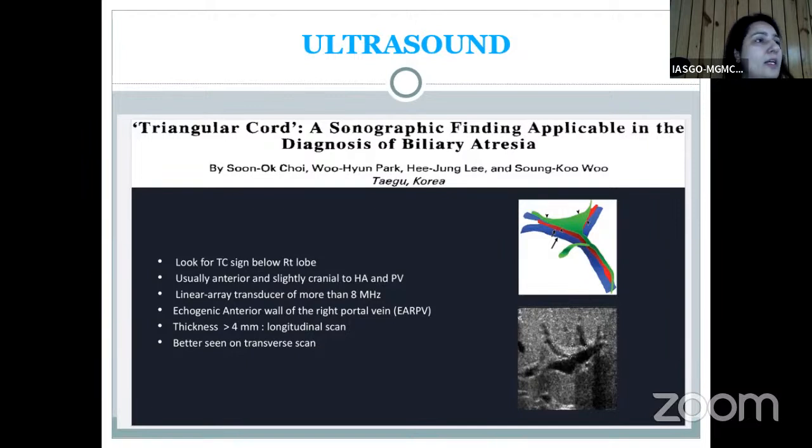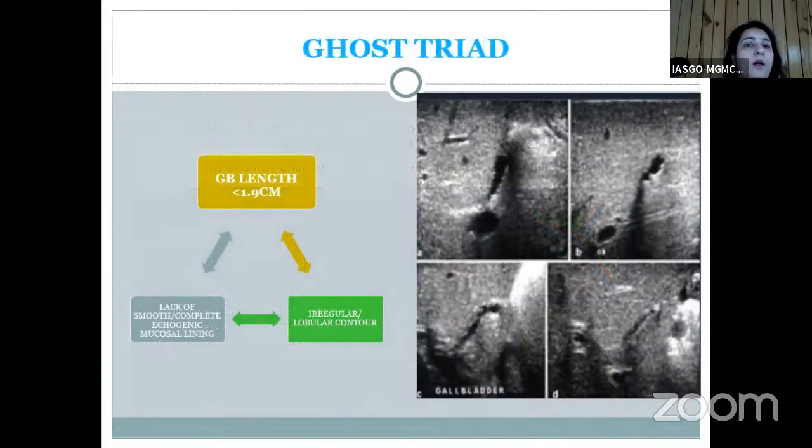It is basically the echogenic anterior wall of the right portal vein with a thickness of more than 4 millimeters, which is visible on the longitudinal scan. The other is the ghost triad, in which you see the gallbladder length to be less than 1.9 centimeters, along with lack of smooth or complete echogenic mucosal lining and irregular contour of the gallbladder.